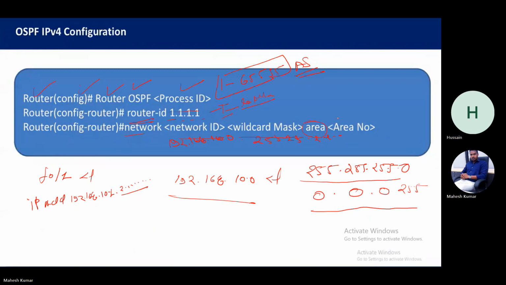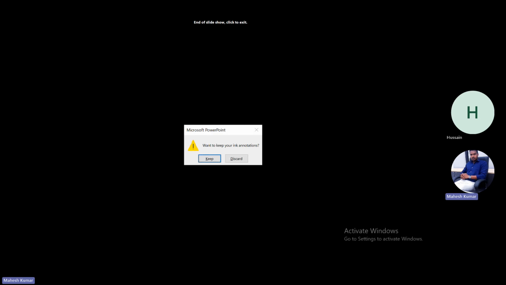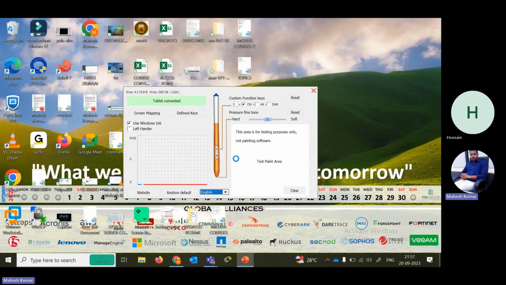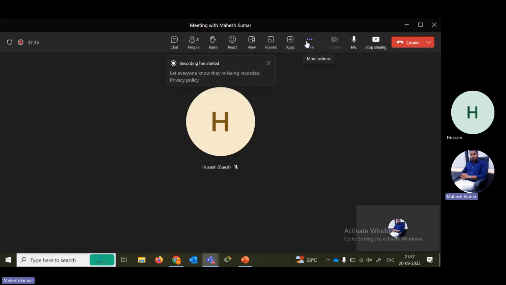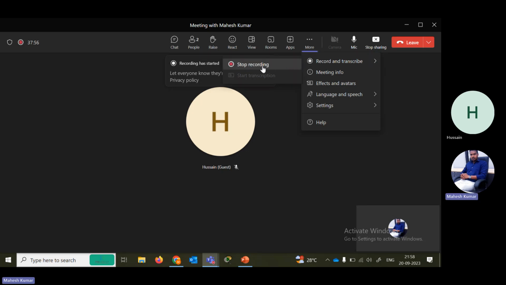After this, we need to assign the area number, which we will check tomorrow while doing the configuration. So we have completed almost all of OSPF. Many more things are there. OSPF is not a small dynamic routing protocol, it is the biggest one, but for CCNA students that is enough. I will explain the area ID and other things again tomorrow, and then we will also do the configuration.